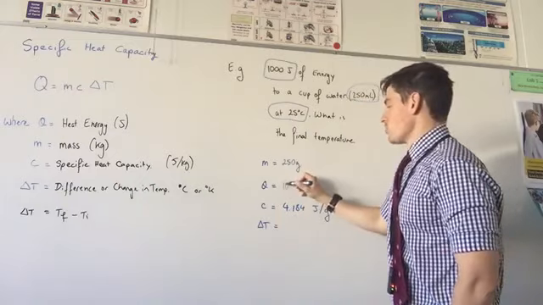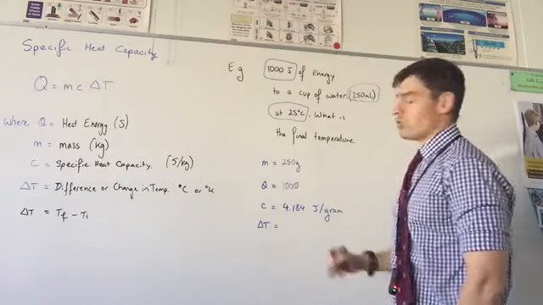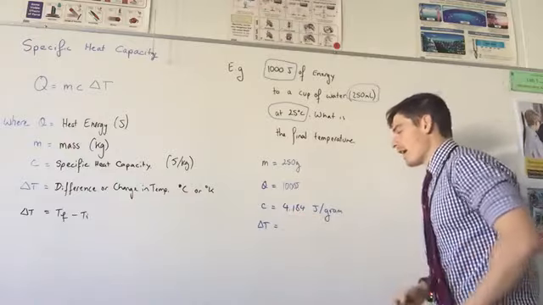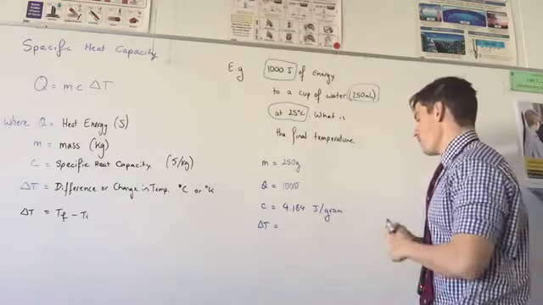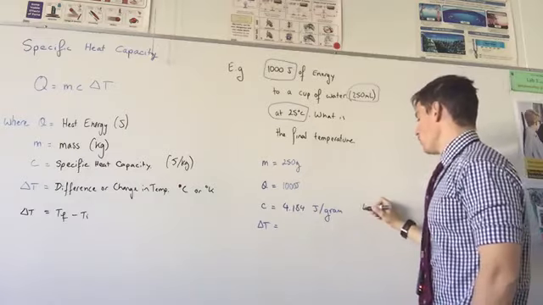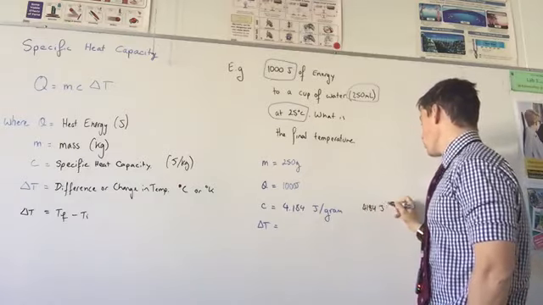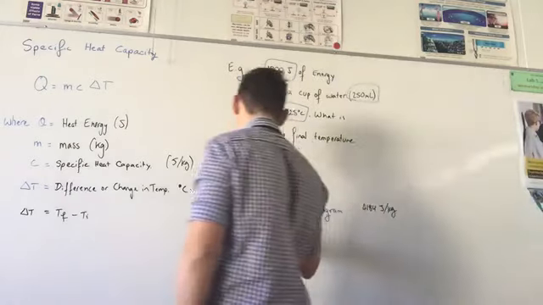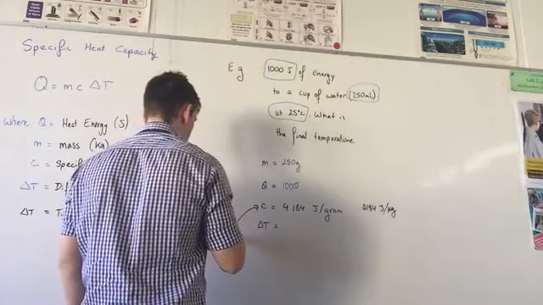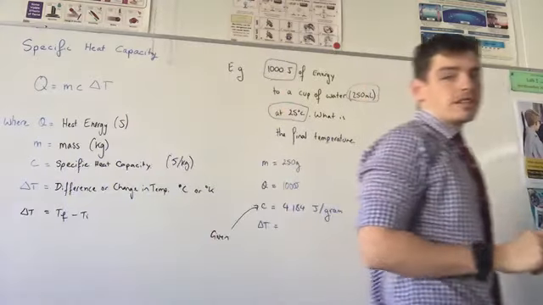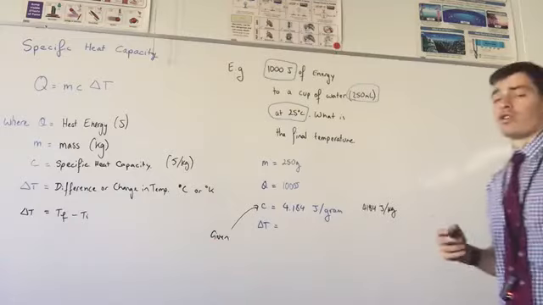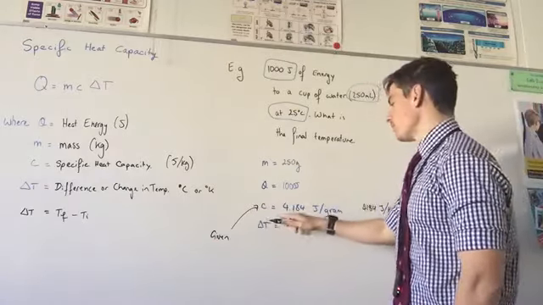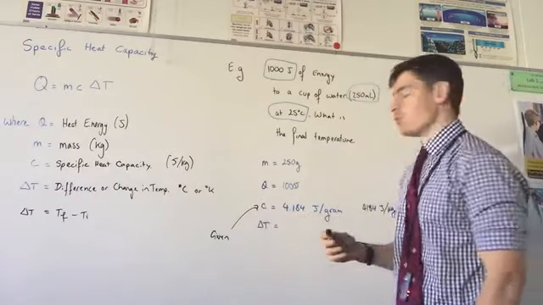Our Q is 1,000 joules. Our specific heat capacity is 4.184 joules per gram. In black, I'm going to write 4.184 joules per gram. So this value here, that's given. As you go further, you'll be expected to know the specific heat capacity of water by heart, not in physics, but in chemistry. At this stage, I'm going to give you those values. So you've got 4.184 joules per gram.